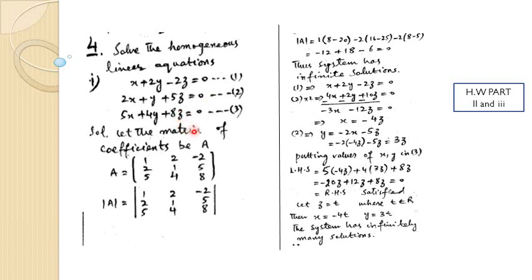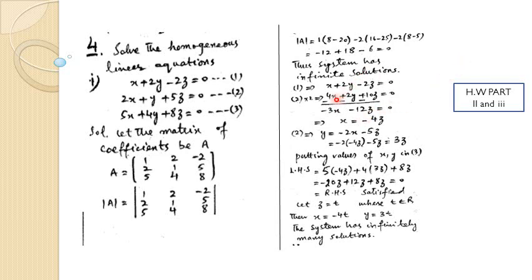Now let the matrix of the coefficients of B be 1 2 -2, 2 1 5, 5 4 8. The determinant of this matrix is 0, so it means that it has infinite solutions. There are three possible cases, as you have learned from the previous lecture: no solution, infinite solutions, and one solution. So infinite solutions, you can see.